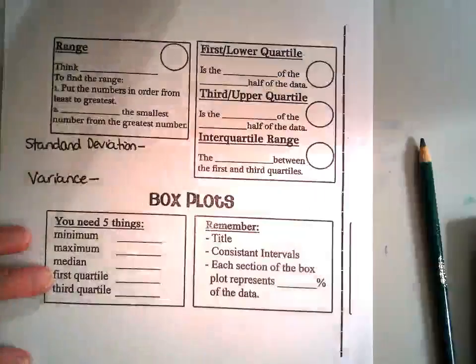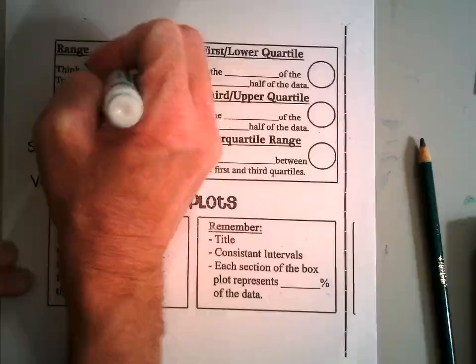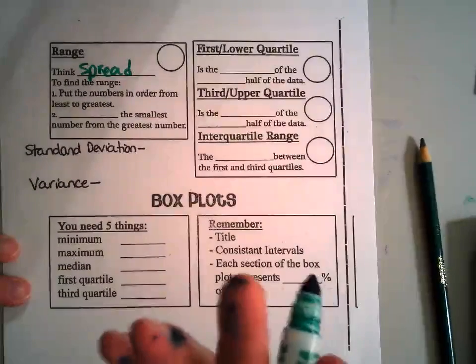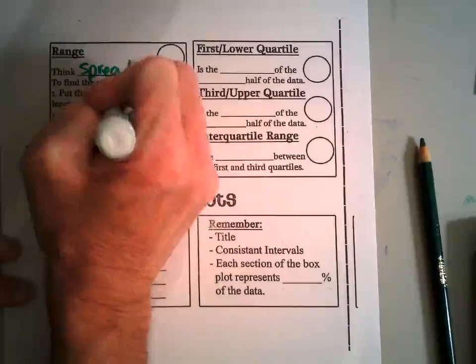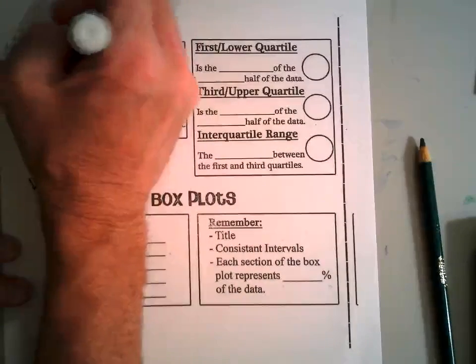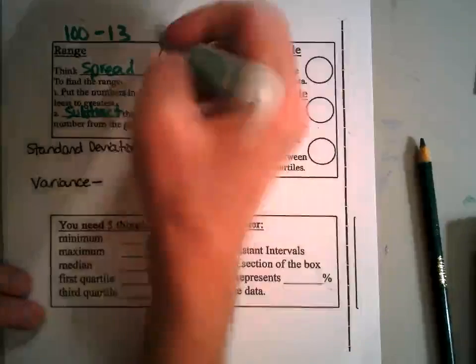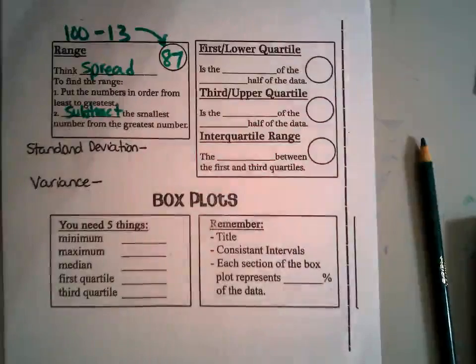Flip the page. All right, range. Range is a calculation, but it is the calculation of how big they're spread apart. So to find the range, you can put the numbers in least to greatest if you want, but it's a subtraction. So you're going to subtract the smallest number from the greatest number. And if you remember, our maximum was 100 and our minimum was 13. So our data is spread apart 87 units. That subtraction was 87 units apart.